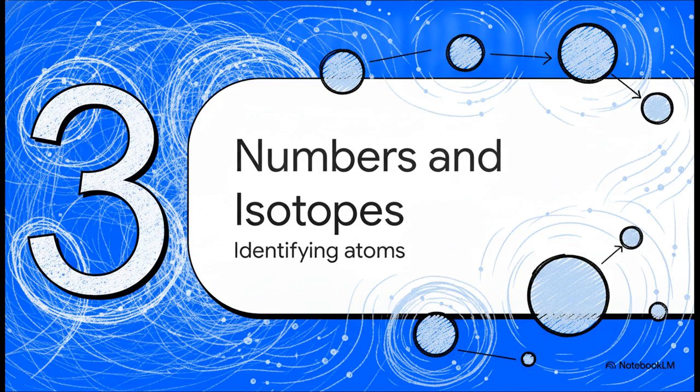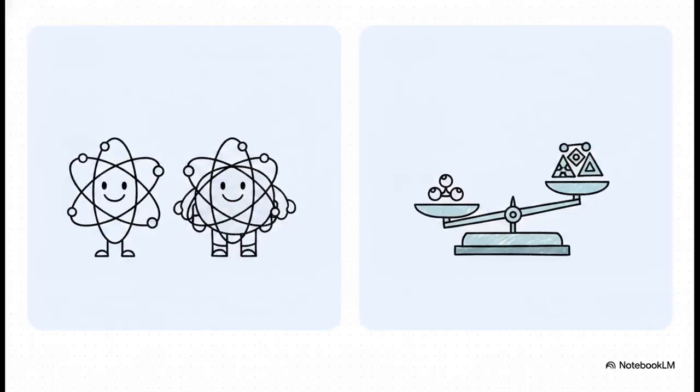Moving right along, how do we actually identify these individual atoms? Let's talk numbers and isotopes. Now pay attention here because this is a classic exam trap. Isotopes versus isobars. Isotopes are atoms of the exact same element, like carbon, but they have different mass numbers because they have extra neutrons. Think of them like identical twins, except one just had a huge meal and is a little heavier. Isobars are the exact opposite. They are completely different elements, like argon and calcium, but they just so happen to weigh the exact same amount.